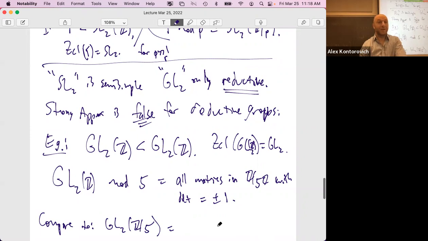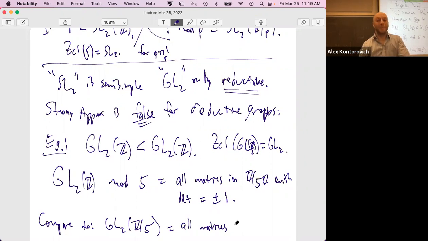It's determinant 1. SL2 Z mod 5 is determinant 1, right here. Plus GL2 is just invertible. Oh, you're right. You're invertible if the determinant is invertible. Anything. So this is all matrices. This is what I mean by if there's a center, then there's something trivial that prevents strong approximation.